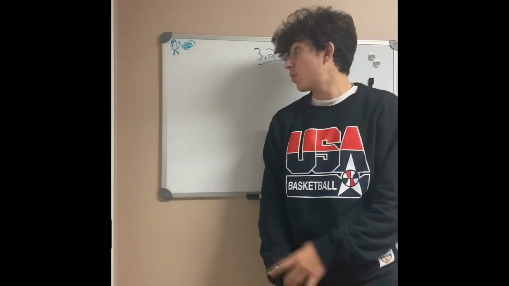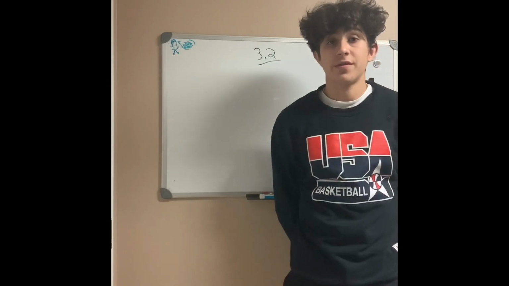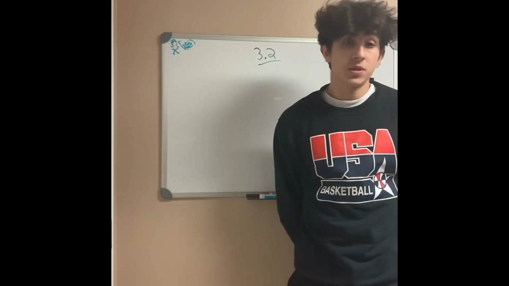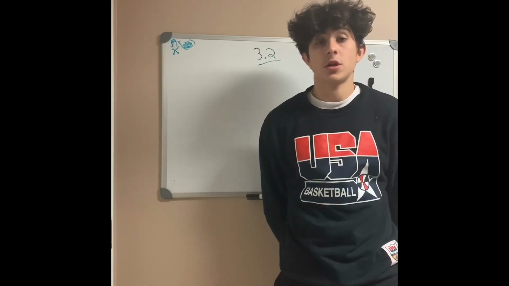So as you can see on the board, my section is 3.2, and if you remember, chapter 3 was all the derivative rules, but 3.2 specifically was the product and the quotient rule. So this is going to be in two parts. I'm just going to start with the product rule.